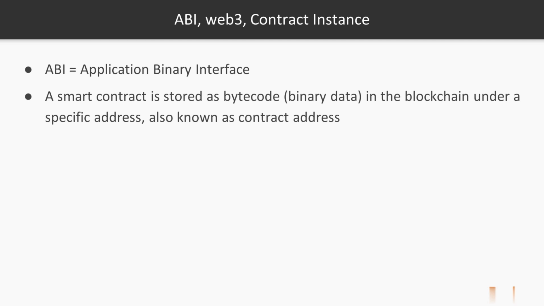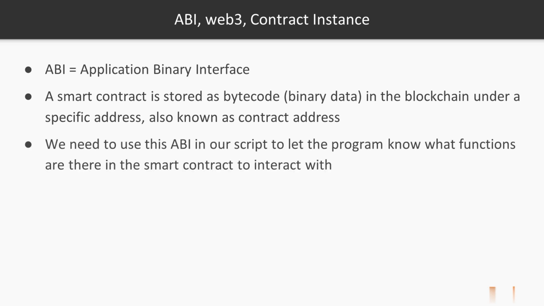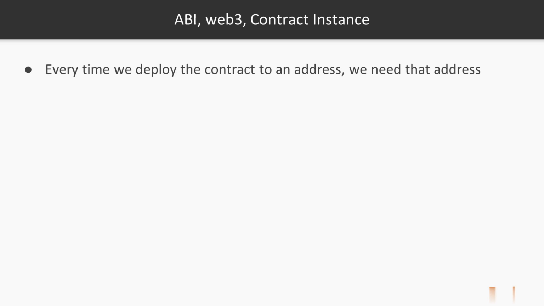A smart contract is stored as bytecode once it is compiled. Bytecode is binary data. This bytecode is stored in the blockchain under a specific address, also known as the contract address. So we need to use this ABI in our script to let the program know what functions are there in the smart contract to interact with. Then every time we deploy the contract to an address, we need that address because we need to specify in our front end, in our code, that such and such contract is present at such and such address so that it can go to that address and fetch the contract.